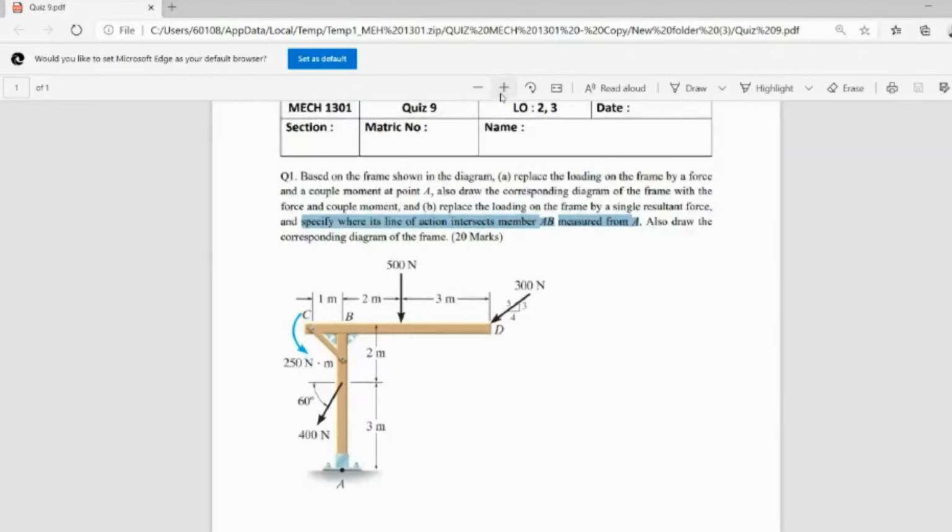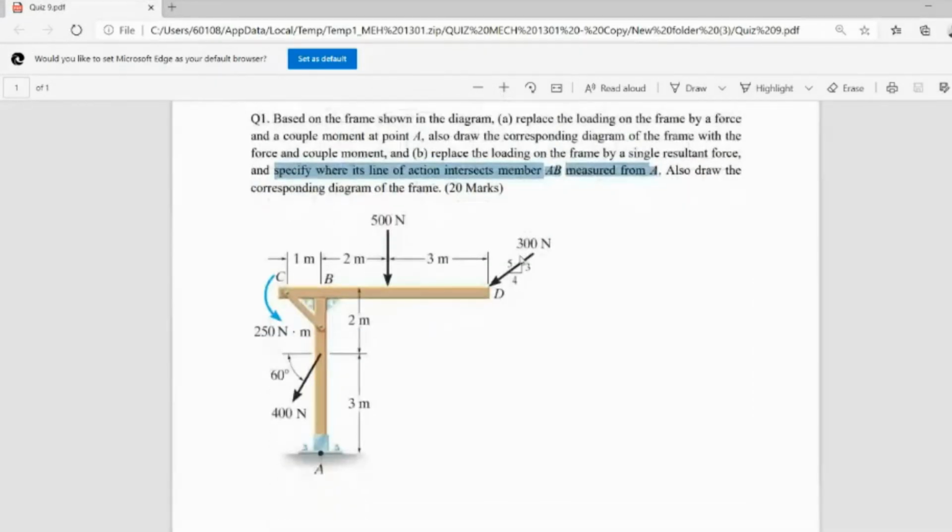Okay, but the steps before that are clear? Part A you settled, and in part B you replace it by a single force and then specify where the location is. So that is where we want to know. That is the further simplification. The question already states that when you further simplify, it wants to know where the force is.